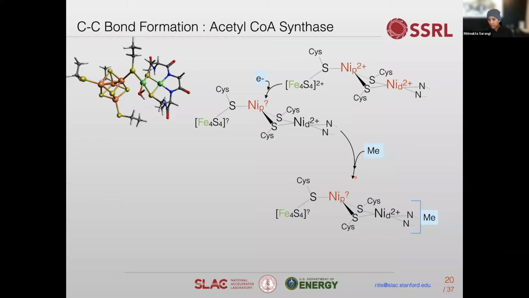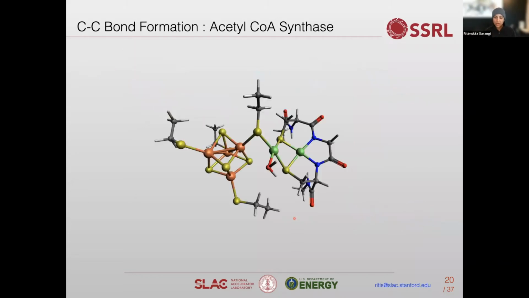transferase to give a methyl species here, and that will go and bind to the active site. We know that it's not binding to the nickel D site, which is there mostly for structural reasons, but we know that it probably binds somewhere here, nickel P, or the iron sulfur cluster somewhere, maybe a bridge. This is when I came in to do this research.